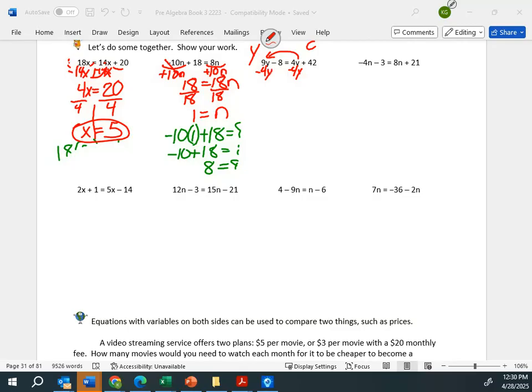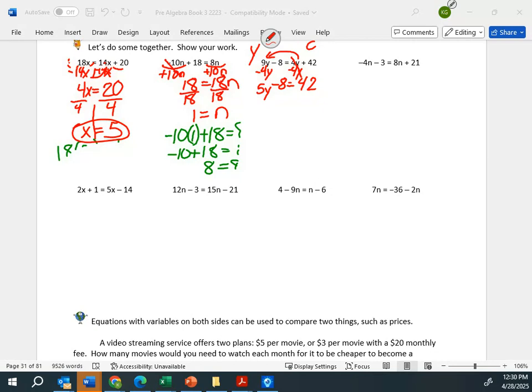9y minus 4y is 5y. I'm going to bring down the rest of my equation. 4y minus 4y cancels out, positive 42. So once I move my variable over and bring down the rest of my equation, what do I do next?